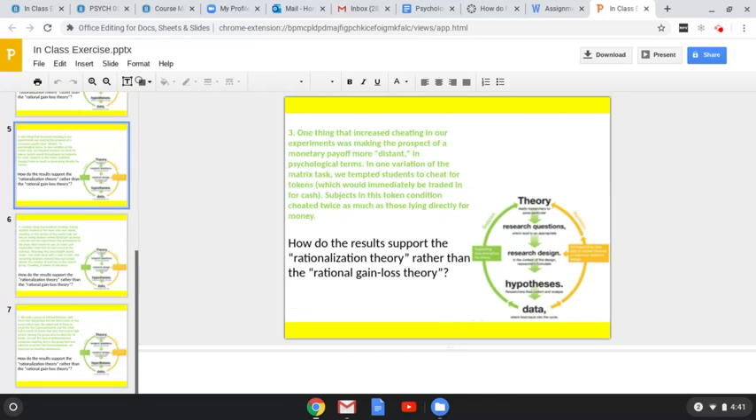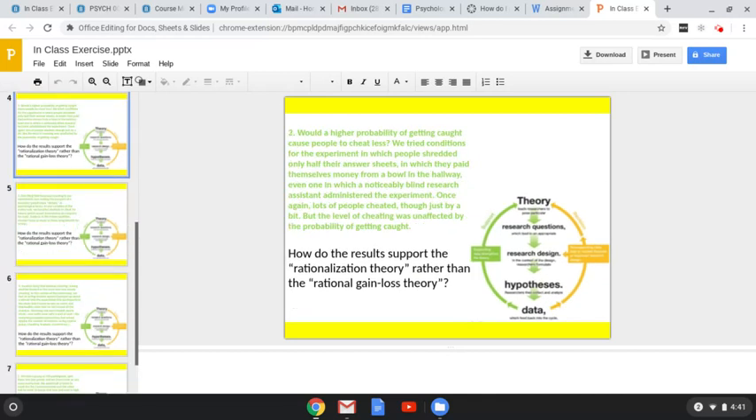So here is another example that actually wasn't in this original paper. Would the higher probability of getting caught cause people to cheat less? So in this case, Ariely's group tried different conditions for the experiment. Oh, sorry, this is the shredder condition. My fault. They're just in opposite order on the slides. So in which people shredded their answers.